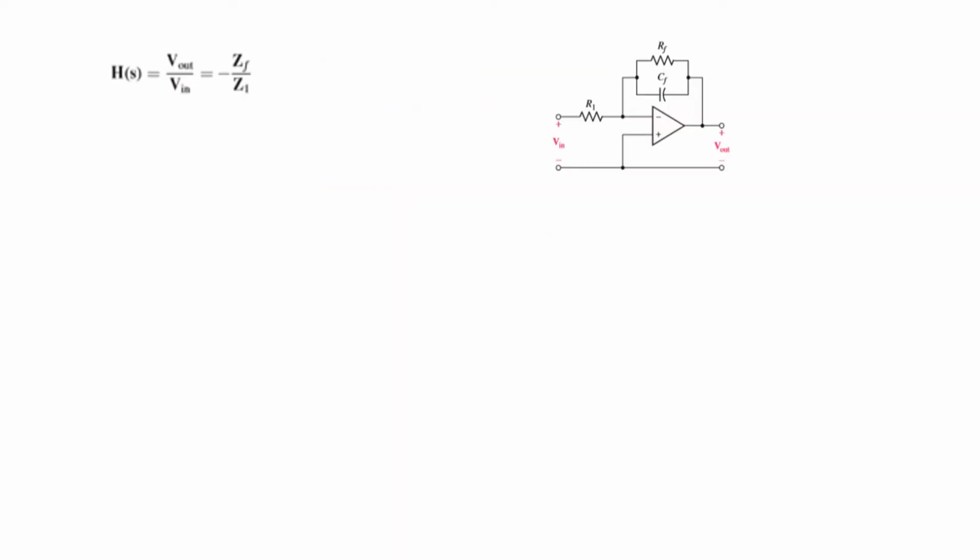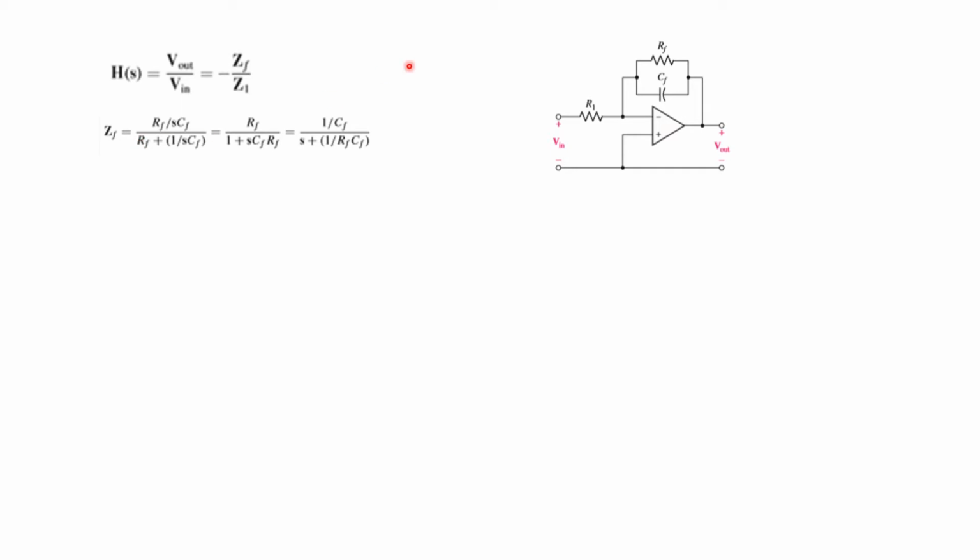Okay, now let's have a look at this circuit. You can see that the input is at the negative terminal, so this is an inverting amplifier. The feedback impedance consists of a resistor and a capacitor, and the input resistance is a single resistance R1. We have learned earlier that for an inverting amplifier, the relation between Vout and Vin is negative ZF over Z1. That is the transfer function H(s).